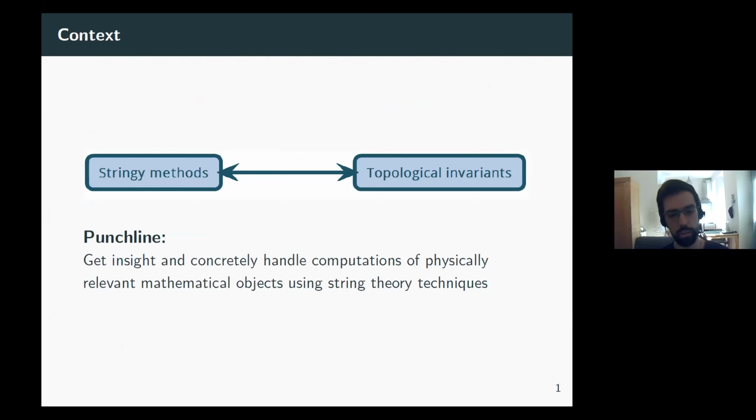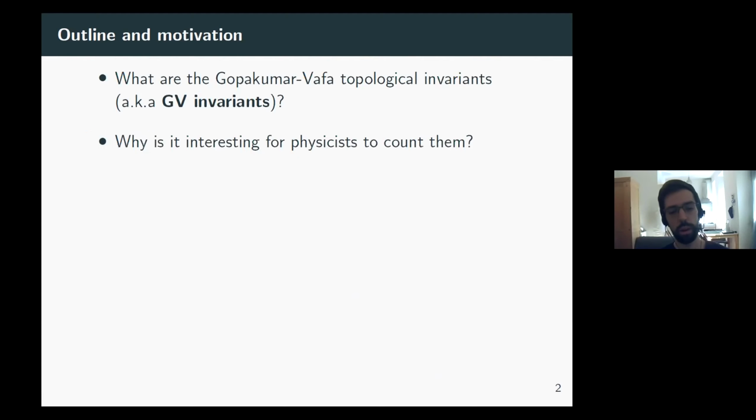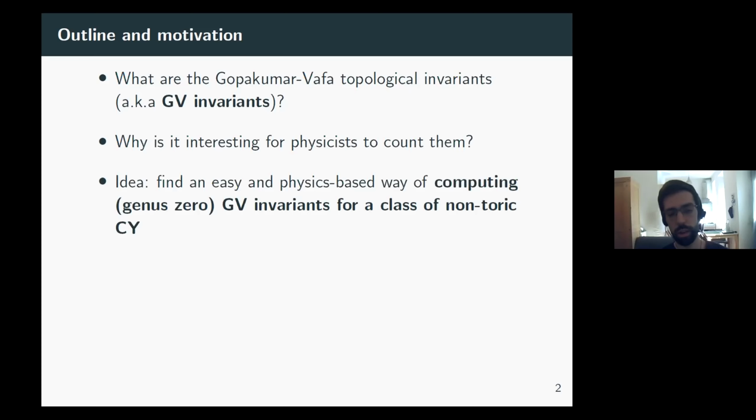The outline will be the following. I'll first explain what exactly are these Gopakumar-Vafa invariants, known as GV invariants. Then I'll go through why we are interested in counting them. That's the motivation for this talk. And the main part will be devoted to explaining a new idea to find an easy and physics-based way of computing the so-called genus zero GV invariants for a class of non-toric Calabi-Yaus.